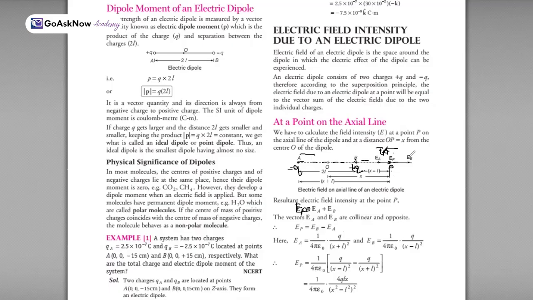And what is the direction of EB? EB will be in this direction, because this is a positive charge, so the direction of the electric field will be outward. So if I find the net vector sum of EA and EB, because these are opposite in direction, the net electric field at P will be equal to EB minus EA. I have taken this direction as positive and this direction as negative. So the net electric field at point P will be EB minus EA, because EB has the positive direction and EA has the negative direction.